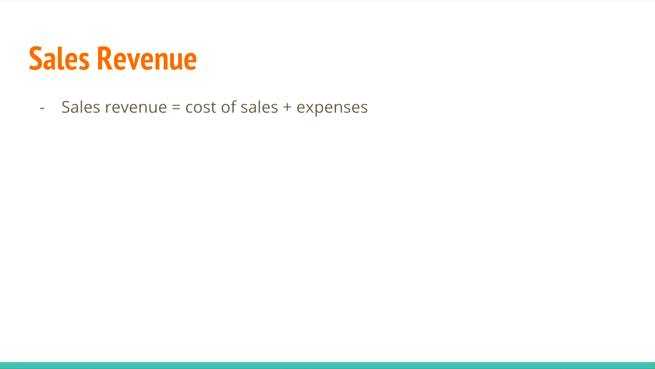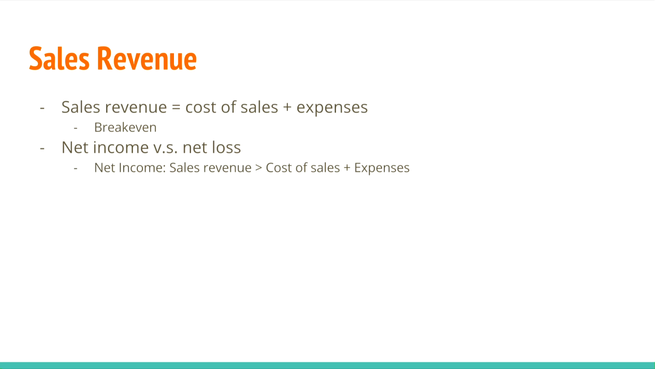The next part of the income statement is sales revenue, and sales revenue equals cost of sales plus expenses. When cost of sales and expenses equal sales revenue, that's when you hit break even. Net income versus net loss is another part of sales revenue, and net income is when sales revenue is greater than cost of sales plus expenses. Net loss is when the sales revenue is less than the cost of sales plus expenses.